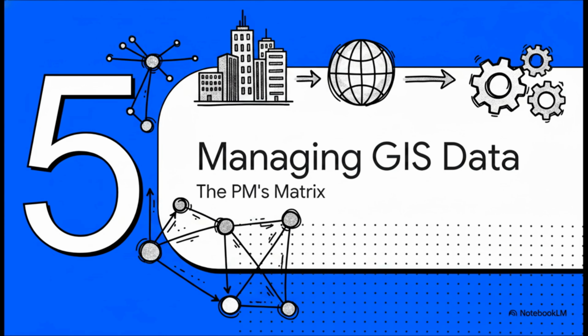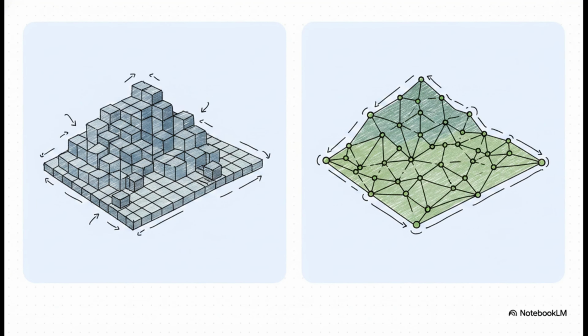Section 5. Managing and sharing GIS data, the project manager's matrix. Okay, let's shift gears from data science to cross-departmental project management. As a decision maker, you're going to encounter two fundamental data structures.